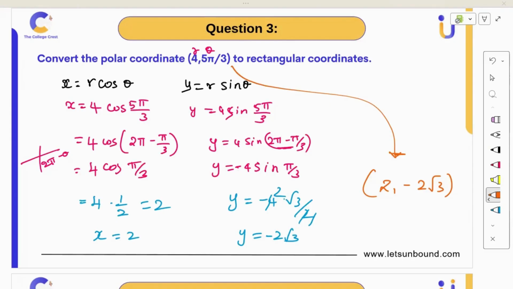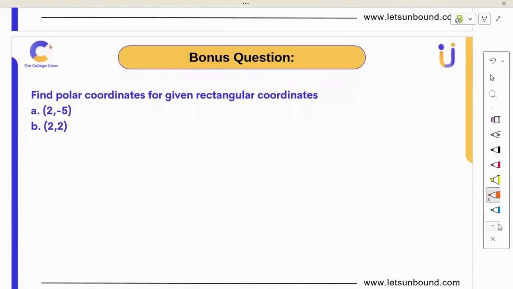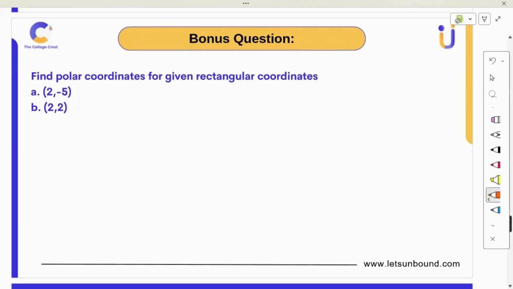So yes, I have a bonus question for you. Take a screenshot and try to solve it on your own. It's simple, basic, but still it's an essential skill. So make sure you're trying that and you're practicing it.